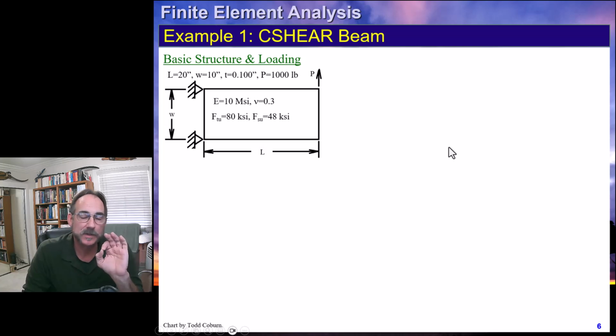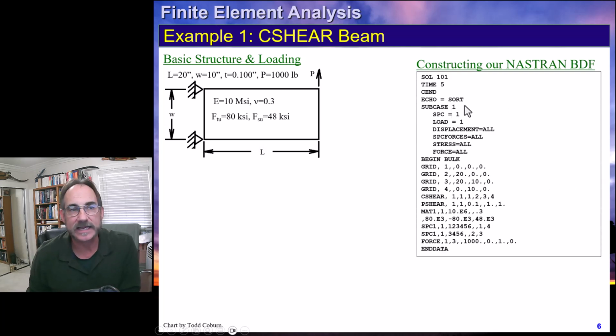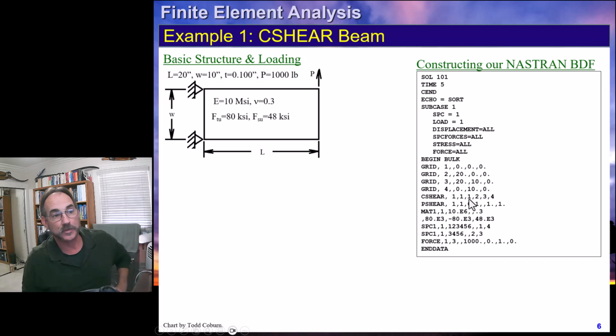If we wanted to model this with C-shears, we would do that like this, where we're going to have the typical case control and executive decks, where we're defining our constraint cards and our load cards, and also what output we want to dump to the F06. We create our grid points here, and this is a 20-inch by a 10-inch panel. We now write our C-shear, which is going to be CSHEAR element 1 using PSHEAR property ID 1, and it's going to be numbered from 1, 2, 3, 4.